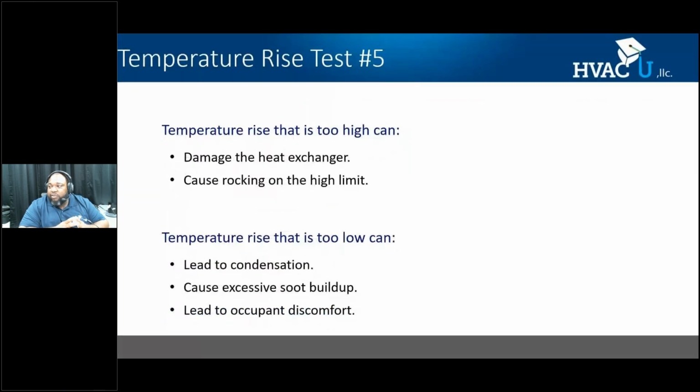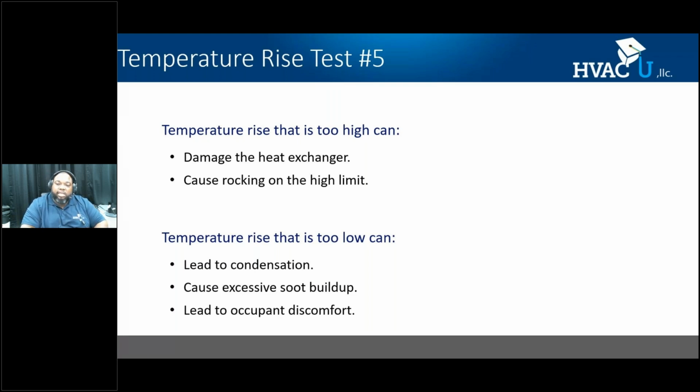All right. And then the fifth test, static pressure: if it's too high, it can damage the heat exchanger and cause rocking on the limit. What rocking on the limit is, the limit will excessively cycle. So the customer will be calling for heat and the equipment will run and then it will shut off on limit, even though there's still a heating demand.